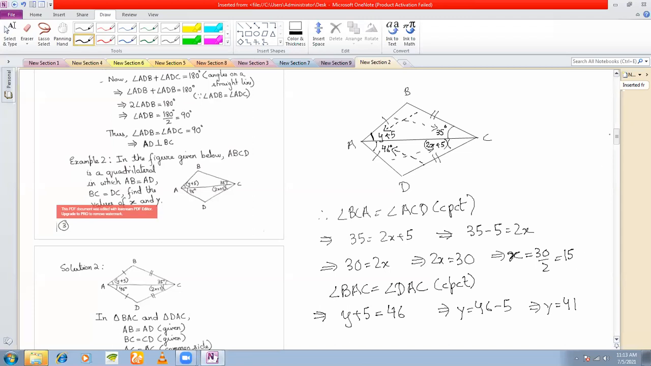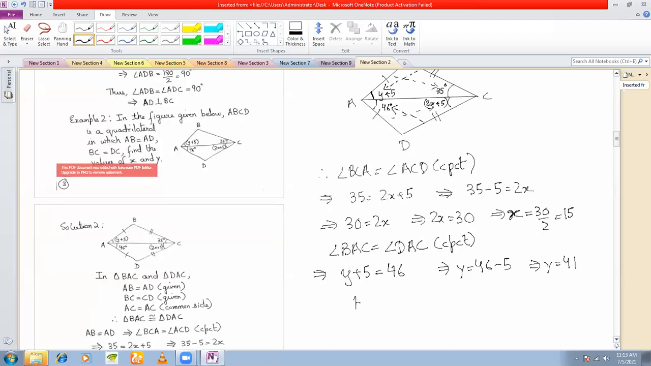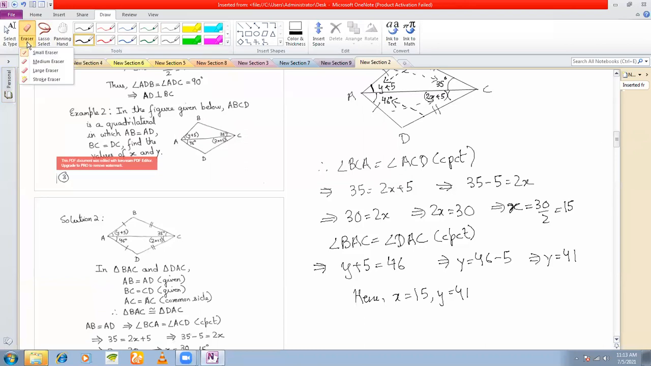So these are the values. Hence x is equal to 15 and y is equal to 41. And that is what you needed to find out. That's your answer. Moving on to the next axiom. Two problems from side are over.